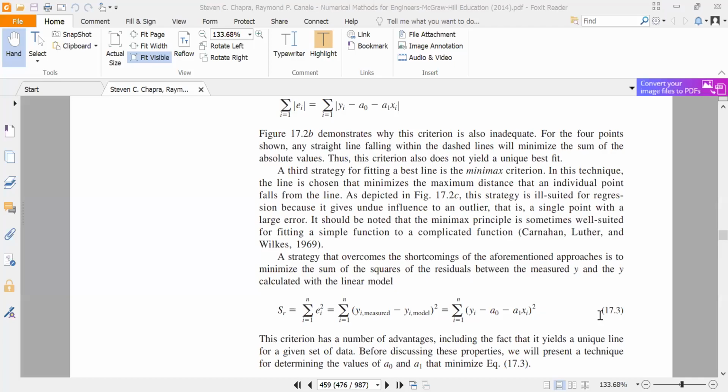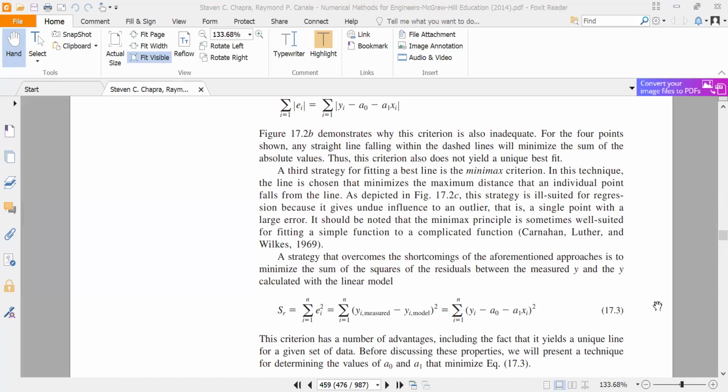So this is your 17.1 that we have already discussed, the residual. Sir, your screen is not visible. Now it is visible probably. Yes, sir, it is clear now.